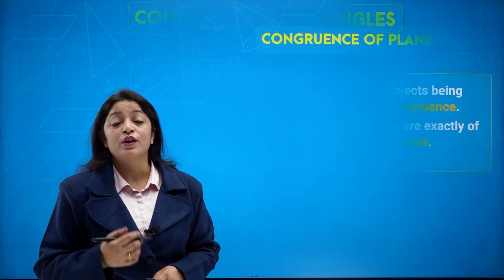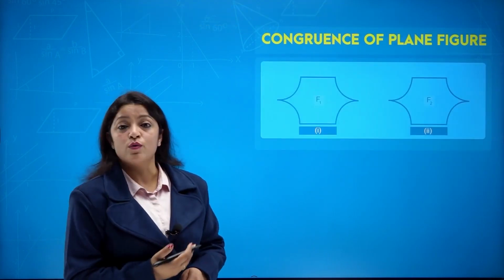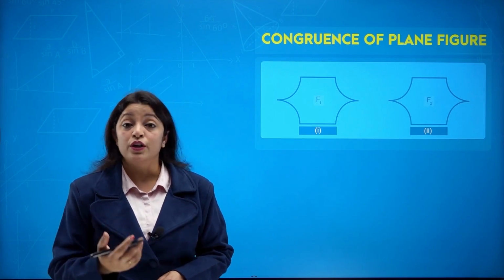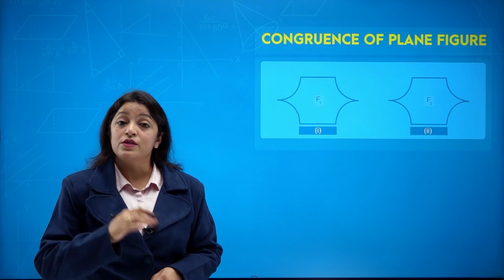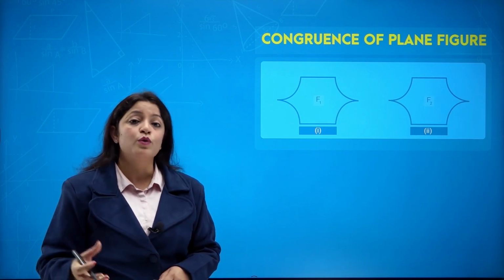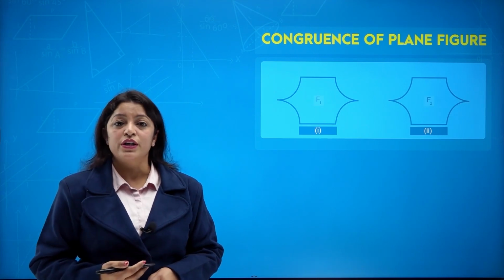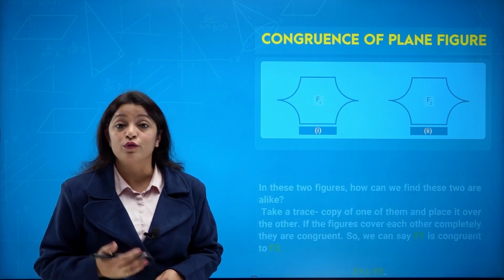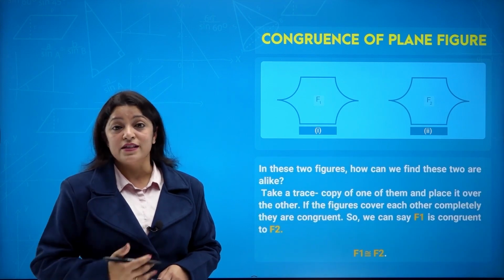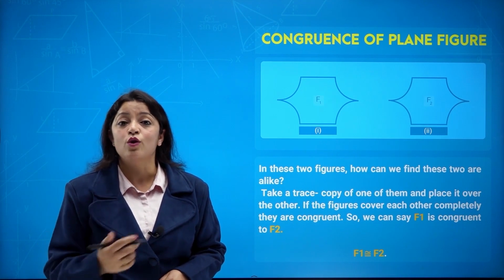Now what if there are two plane figures like these, figure 1 and figure 2? Are they congruent to each other? If we have to check it, what can we do? Since they are plane figures and we cannot put one over the other, we can trace one object and then with the tracing paper we can check whether they are exactly of the same shape and the same size. And if they are exactly of the same shape and size, we say that they are congruent.